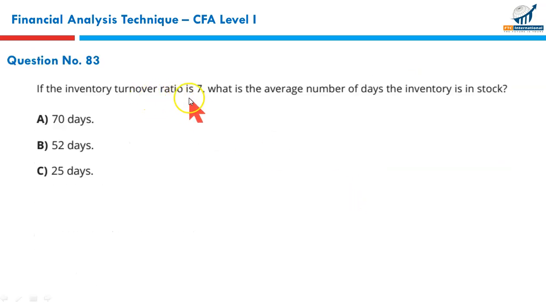If the inventory turnover ratio is 7, what is the average number of days the inventory is in stock? Simple. Divide 365 by 7 and you get your result. 365 by 7, 52 days approximately. B.